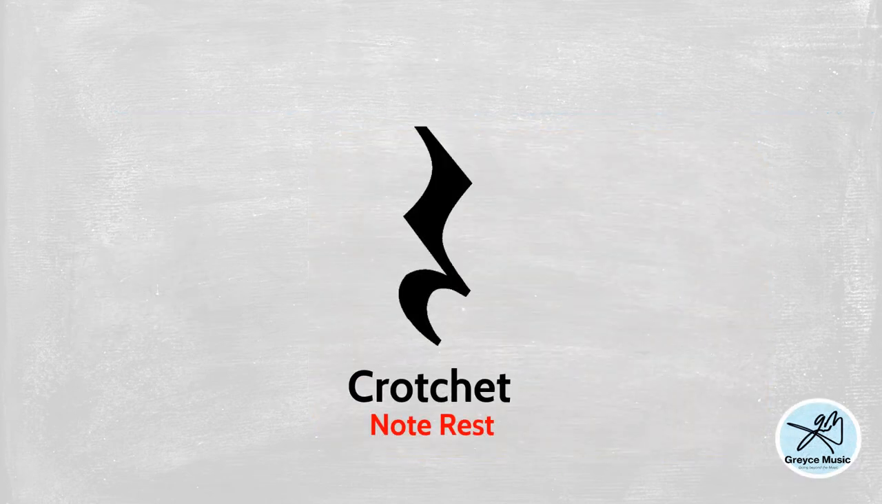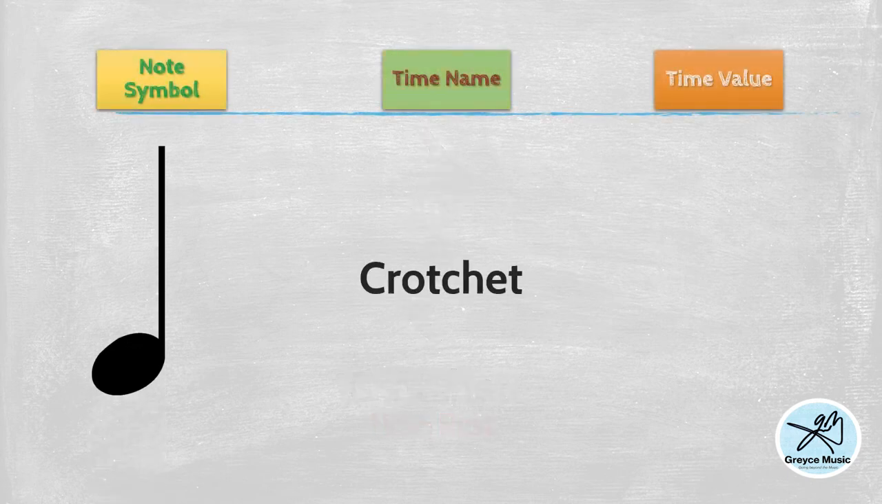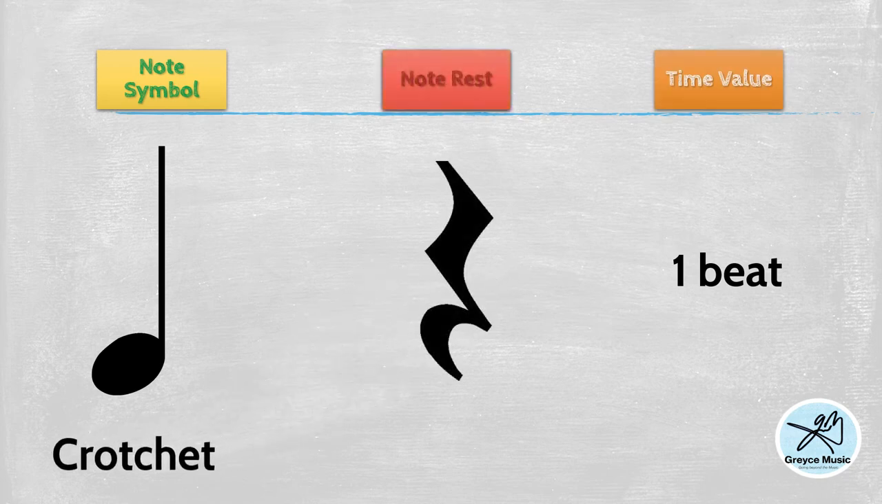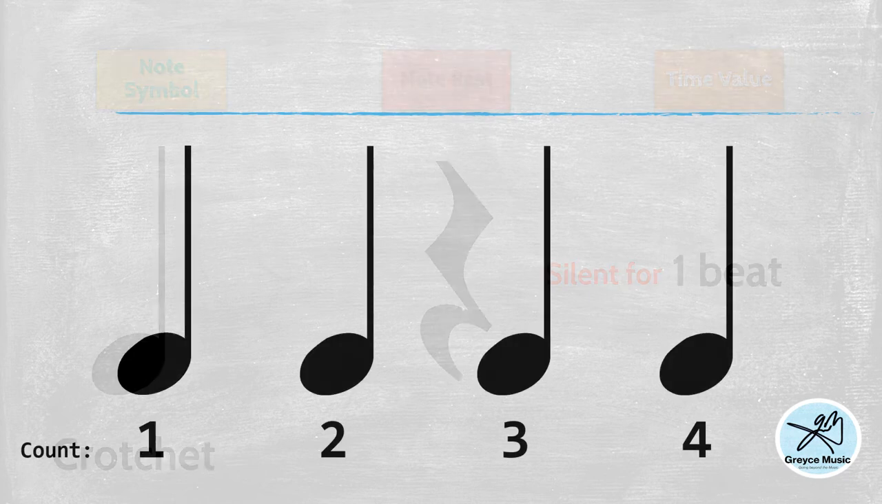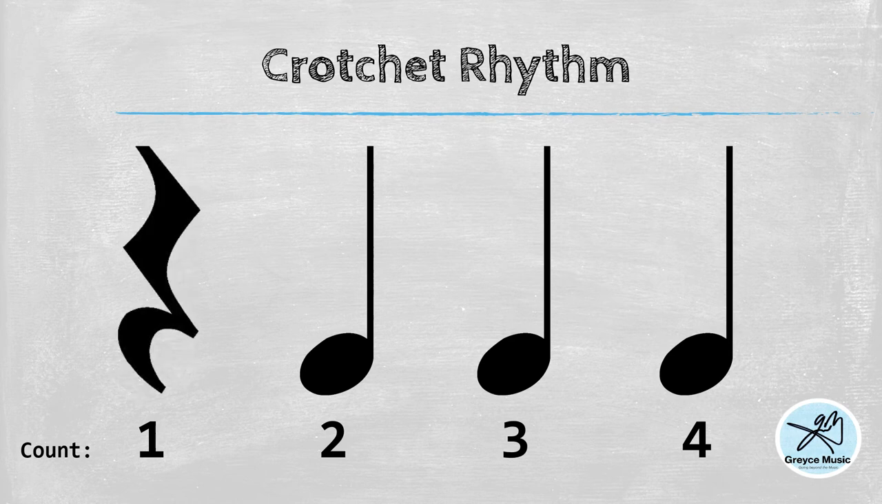First up, let's have a look at the crotchet note rest. We already know what the crotchet note looks like and that it has a time value of one beat. Here we have a crotchet note rest, which actually tells us to be silent for one beat. Let's see this in action. Here we have four crotchets lined up to form a crotchet rhythm. What would it sound like if I replaced the first crotchet with a crotchet note rest?